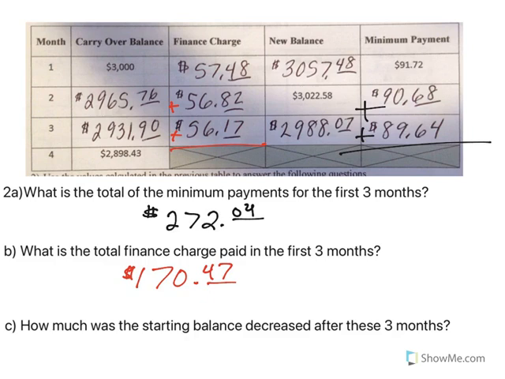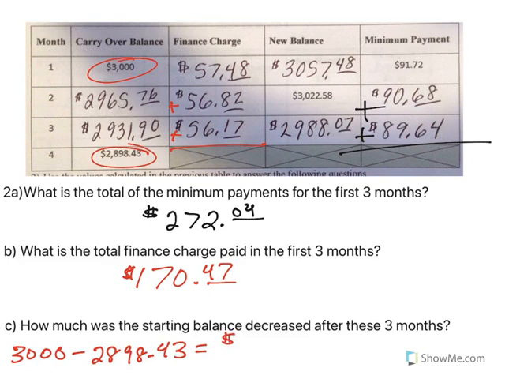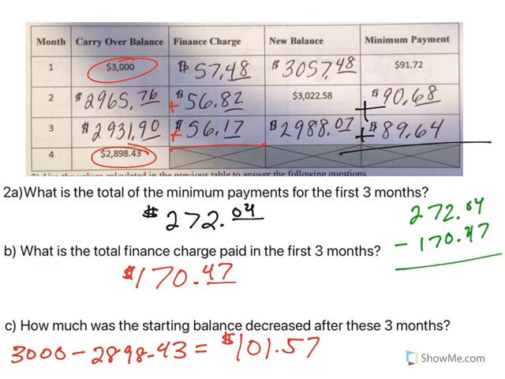How much was the starting balance decreased? Well, we started with $3,000. We ended at $2,898.43. So it was decreased by $101.57. Notice, if we take the minimum payments, subtract the finance charges, we are left with how much we have decreased the balance.